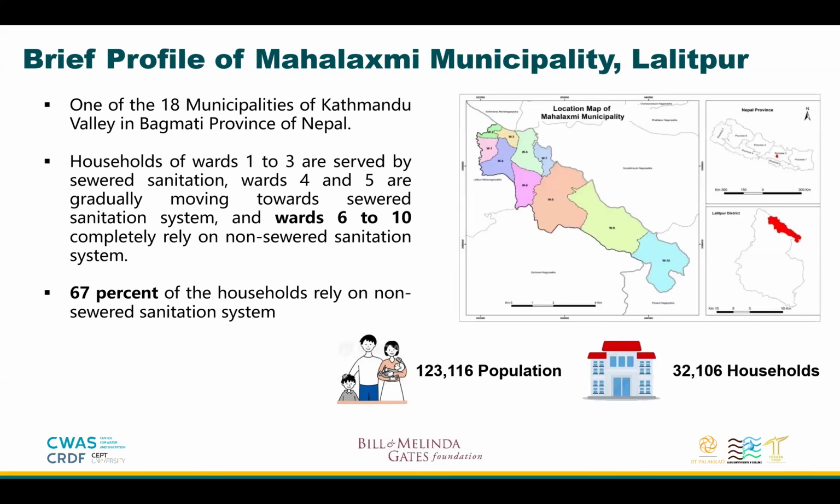To briefly mention about the municipality, it is one of the 18 municipalities of Kathmandu Valley in Nepal, and 67% of the households in the municipality rely on non-sewered sanitation systems, and more than 32,000 households exist in the municipality.